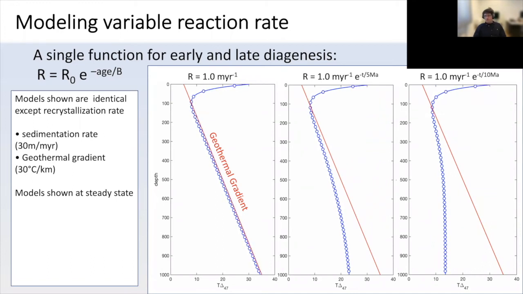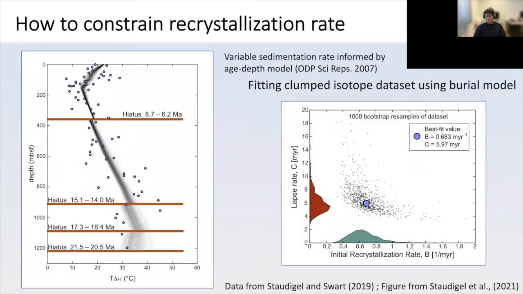And so if we then take this and account for the age depth, so the sedimentation rate over time. Those previous models were steady state. This model is not steady state because I allowed sedimentation rate to vary. You can then fit these reactive rate terms. Here I have them with different letters, but it's the same. So you have an initial recrystallization rate of some value. In this case, it's about 0.7 recrystallizations per million years with a lapse rate of about 6 million years. And that seems to quite nicely fit the data that we measured on the Bahamian margin.